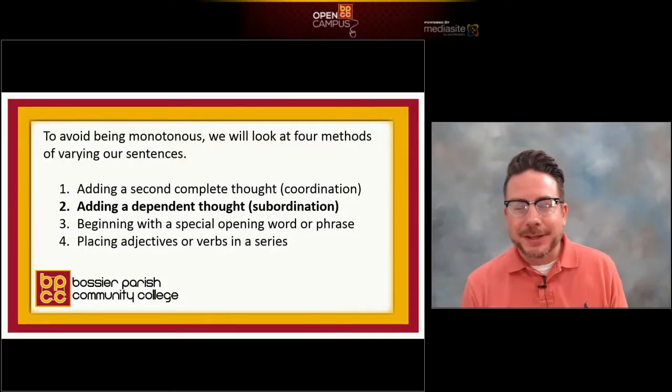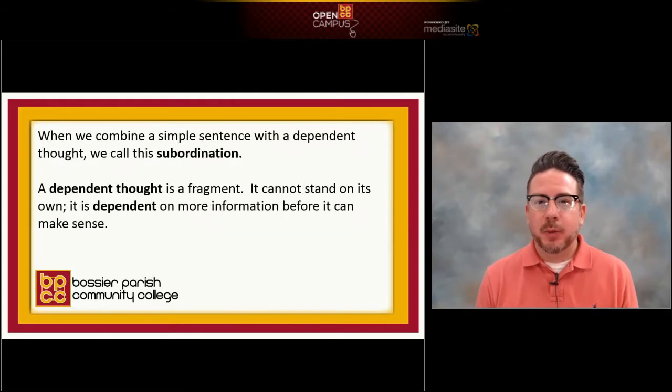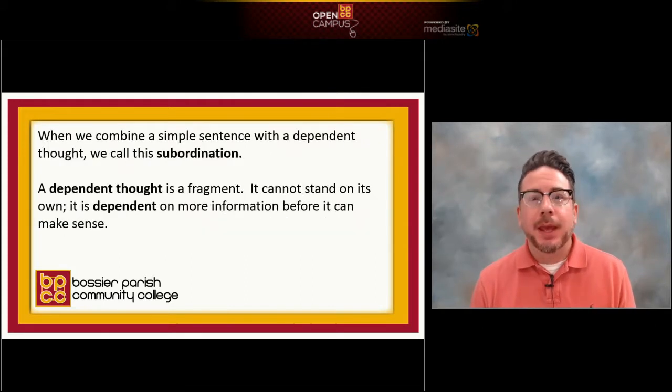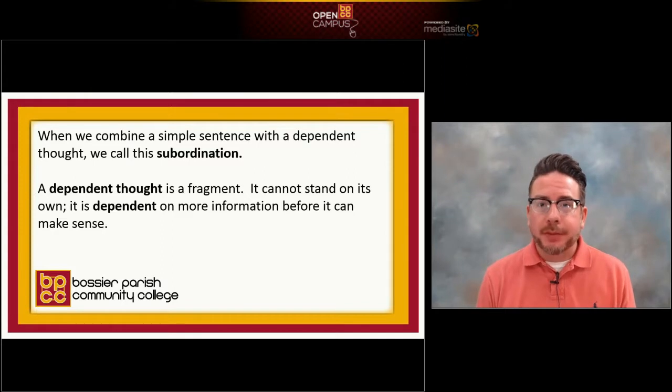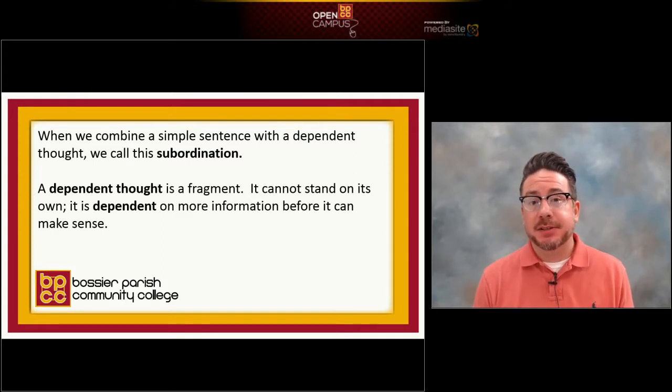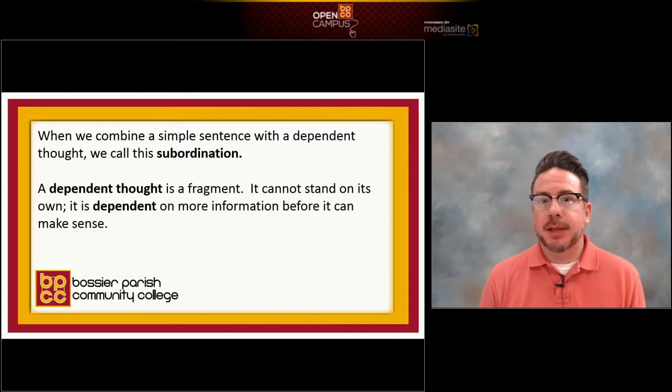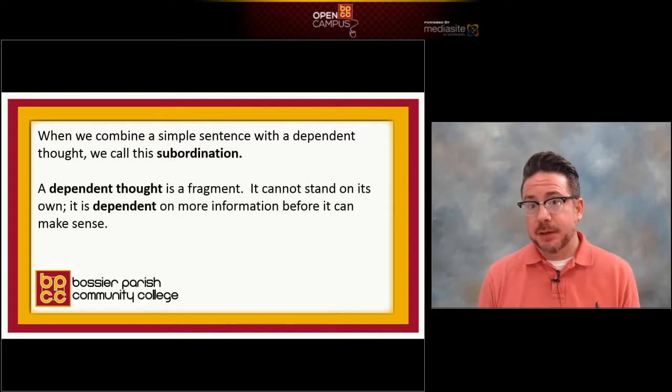Hi, we are still in step 4 of the writing process. We are in revising and editing, and right now we're looking at 4 methods for adding variety to our sentences to avoid becoming monotonous. And in this video we're going to look at the second of these methods, which is called subordination, or adding a dependent thought.